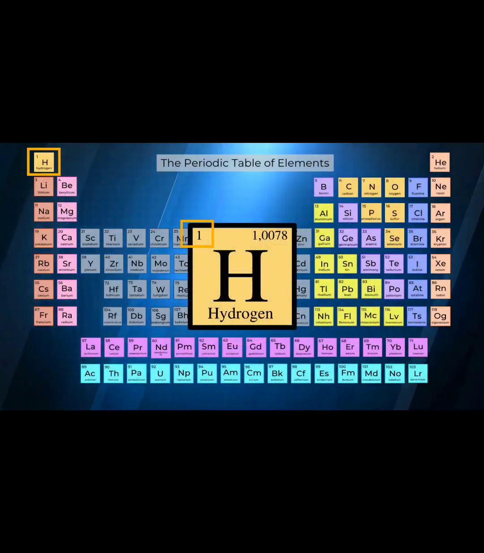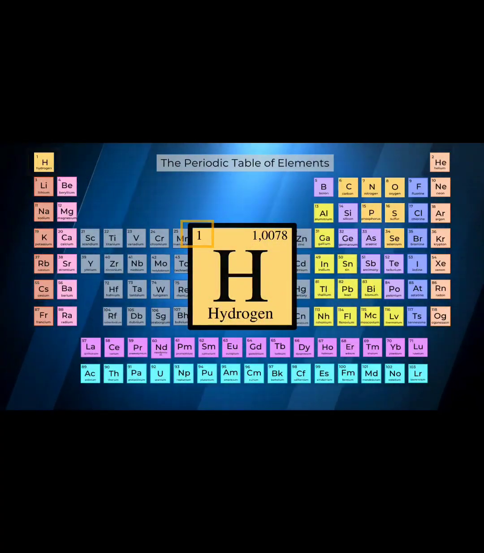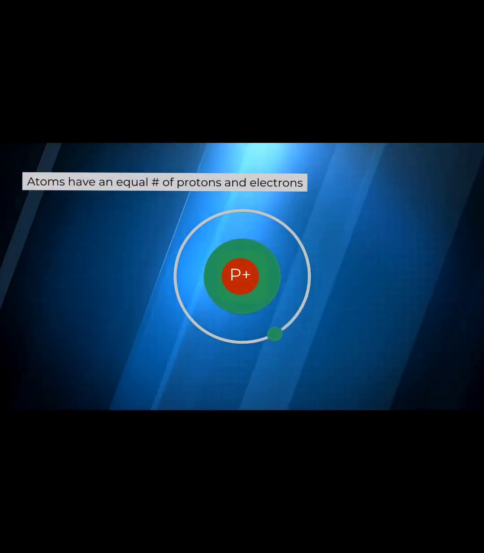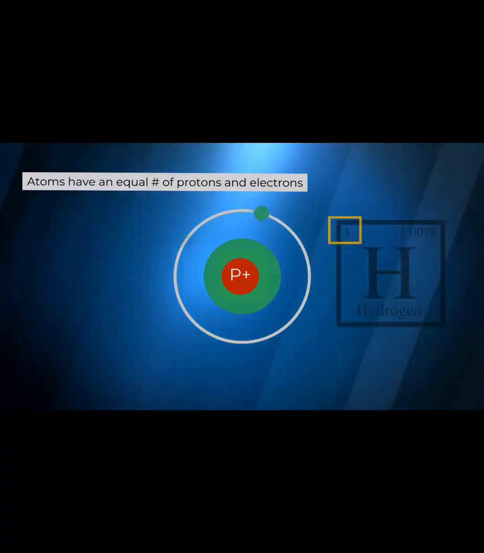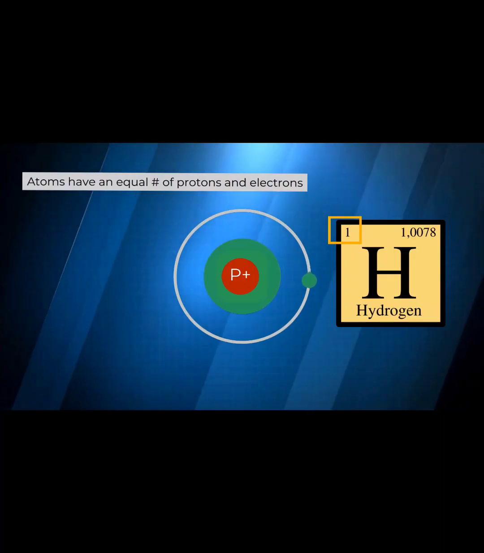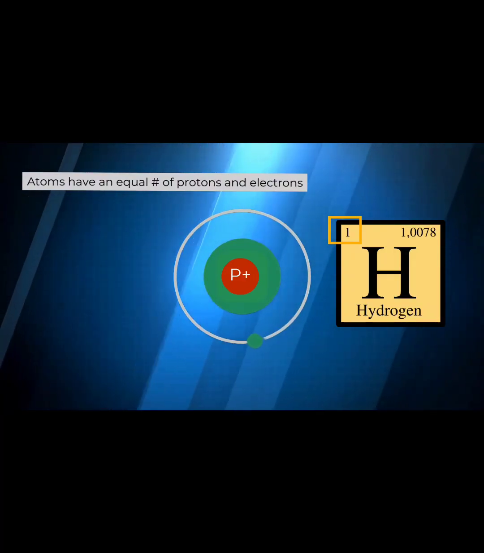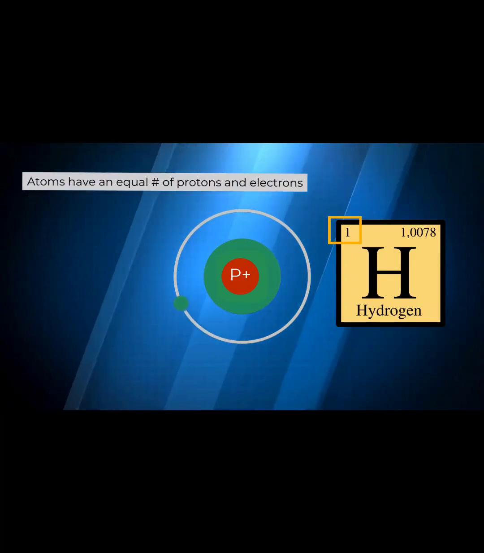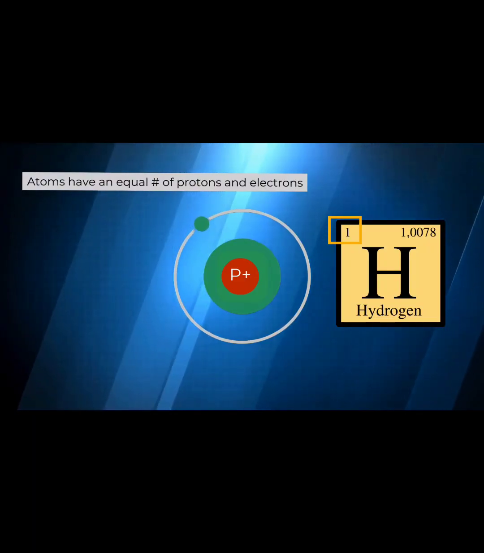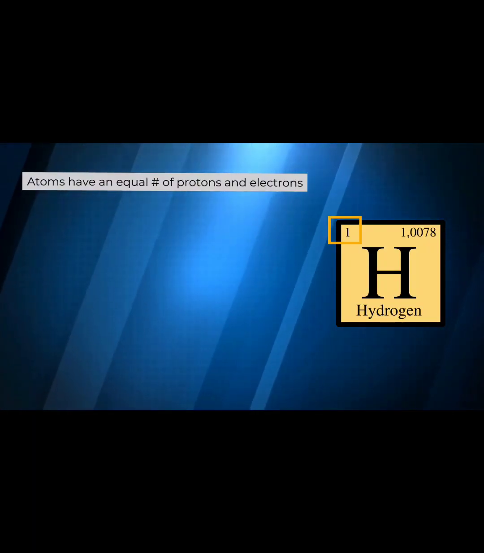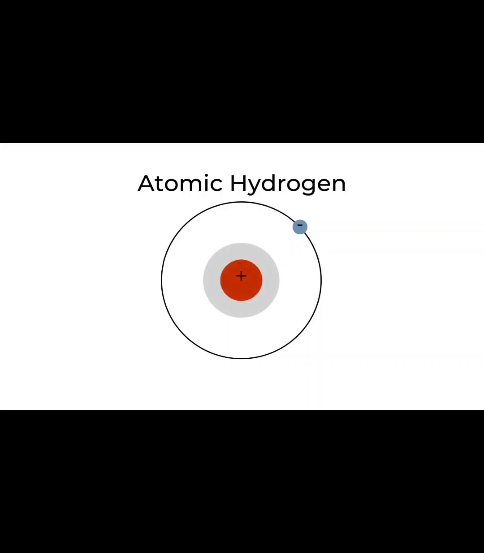We remember from the last section that atoms in their elemental form have an equal number of protons as is their atomic number, and they have an equal number of electrons as protons. Hydrogen has the atomic number of 1, meaning it has 1 proton, and therefore, 1 electron, which means it will be neutral, that is, it won't have a charge, and is not an ion, neither a cation nor an anion. Atomic hydrogen is represented here with its single proton and single electron.